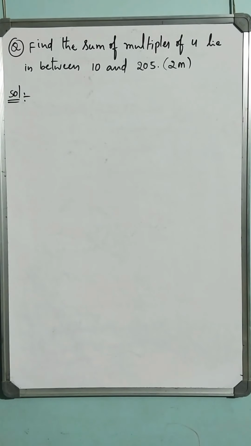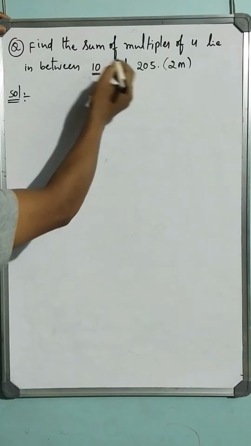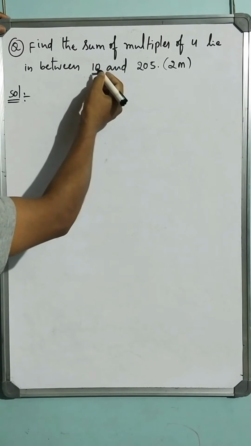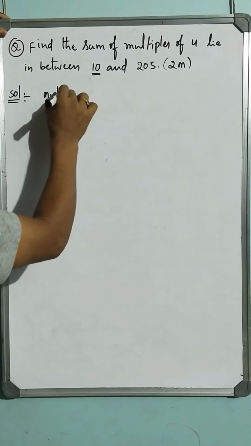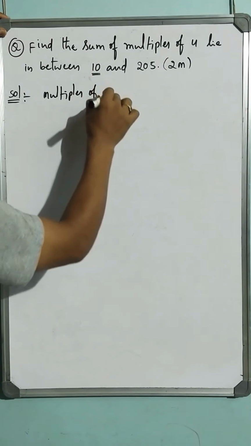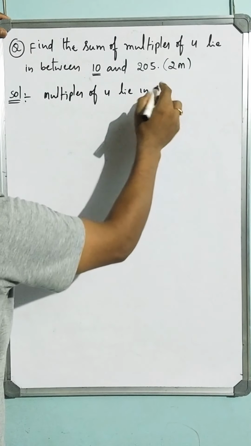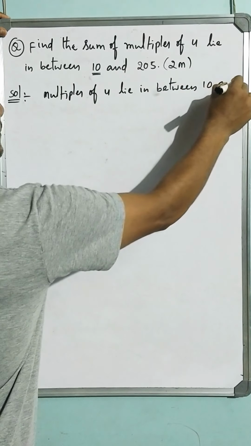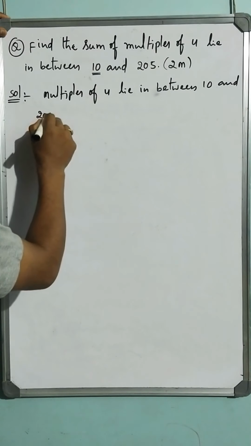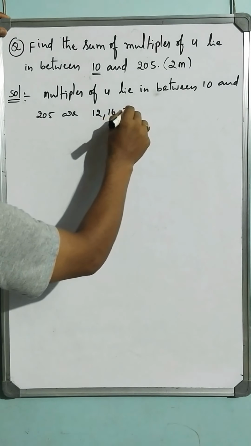Multiples of 4 means the numbers which are divisible by 4. See, obviously 10 is not a multiple of 4. What is the multiple of 4 after 10? That is 12. So, let us write the multiples of 4 that lie in between 10 and 205, that is 12, 16, 20.